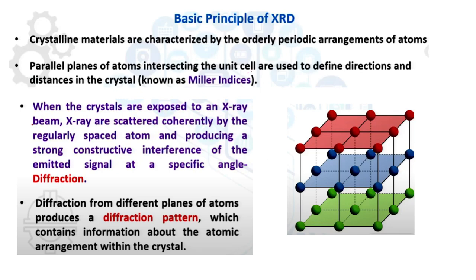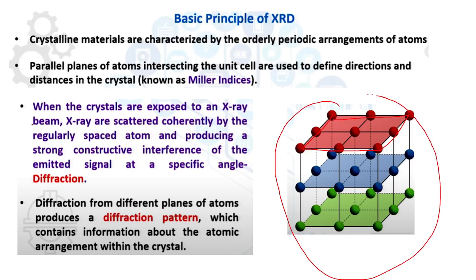Crystalline materials are characterized, we know, by a periodic arrangement of atoms in three-dimensional space. Now, parallel planes of atoms intersecting the unit cell are used to define the direction and distance in the crystal. So this is one plane. This total is the unit cell. When these unit cells are combined together, a crystal is formed. In a unit cell, there are different planes. You know the Miller indices 110 or 100. These are the different Miller indices.